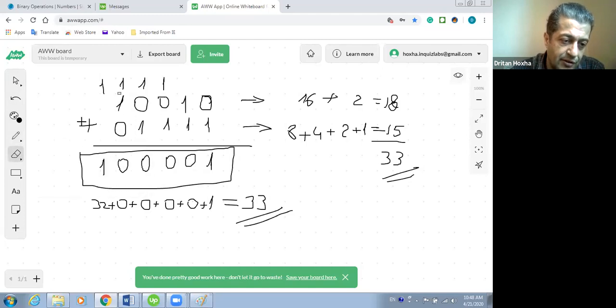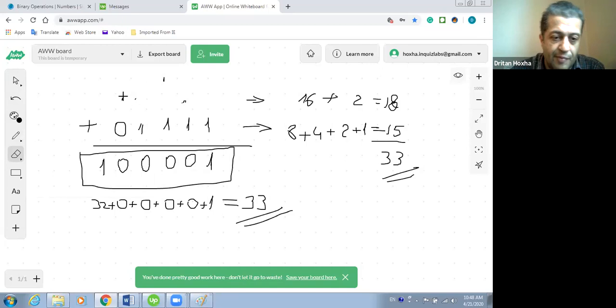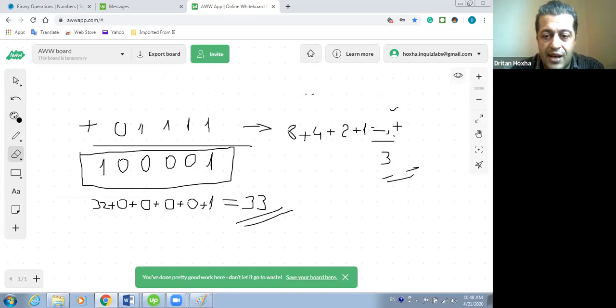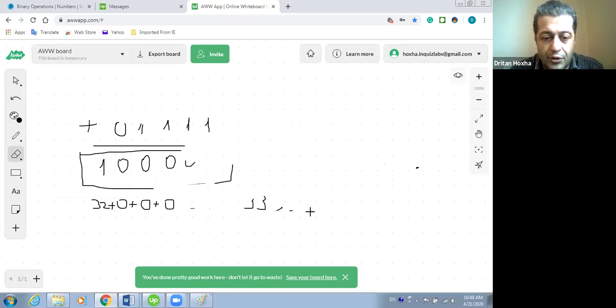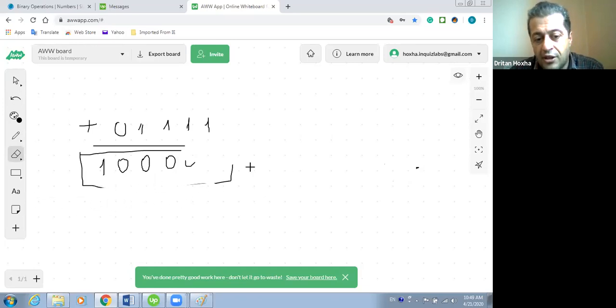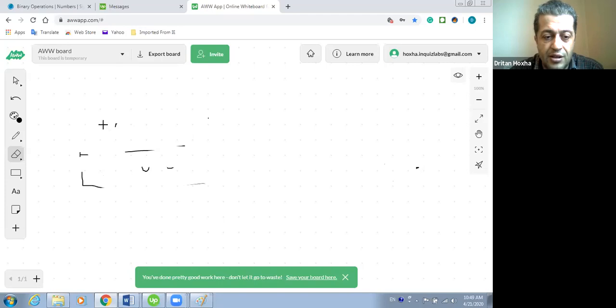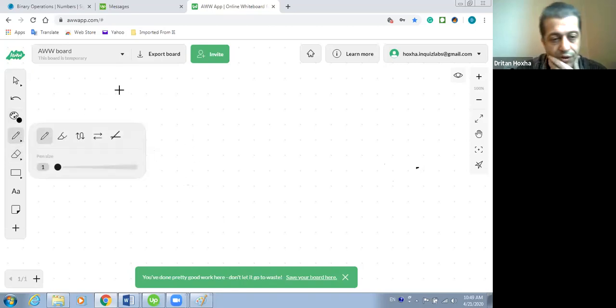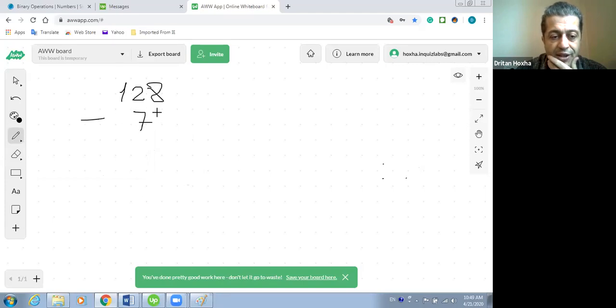But we can do also the subtraction of binary numbers, and the rules are the same as in the ordinary numbers. I'm going to write a subtraction in the decimal system to remind the rules, and then I will explain how to do the subtraction of binary numbers. We have to subtract, for example, 128 and 79.